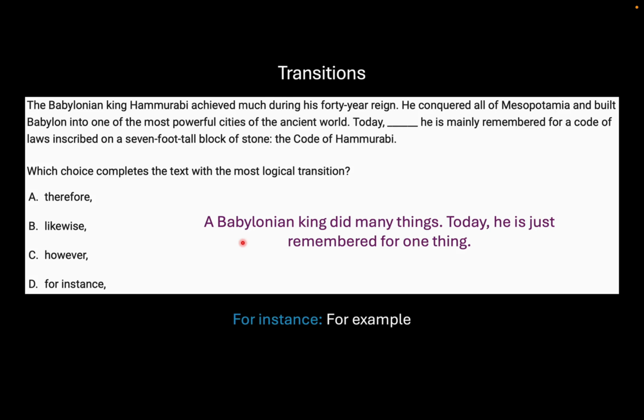So let's look at the definitions of the new keywords we have here. For instance is a new keyword that we didn't have in the previous question, so I'll explain that. For instance is the same as for example, and we know for example means to give an example. In here it says a Babylonian king did many things. Today he's just remembered for one thing. So this is contrasting basically. And we can see, therefore, it means as a result. Likewise, it's for similar ideas. However, it's contrasting. And for instance, is to give an example. So obviously, it's choice C.